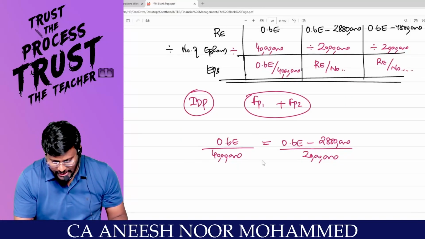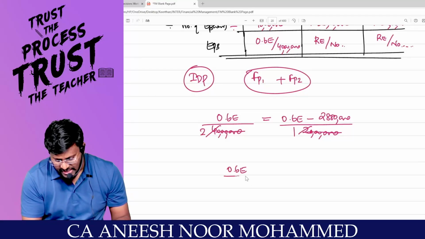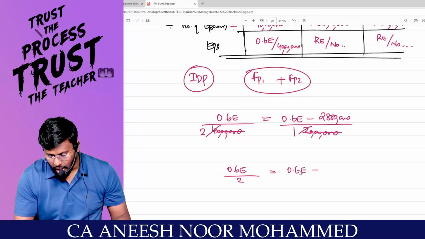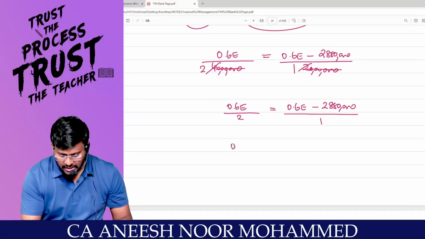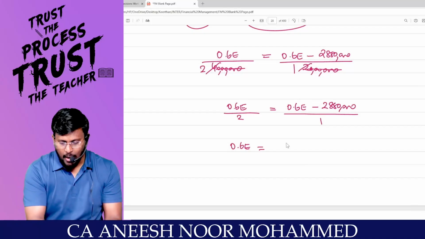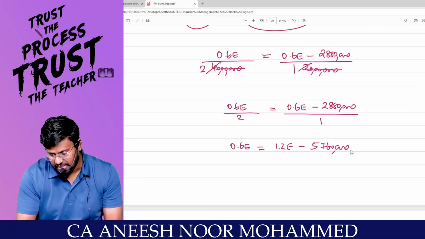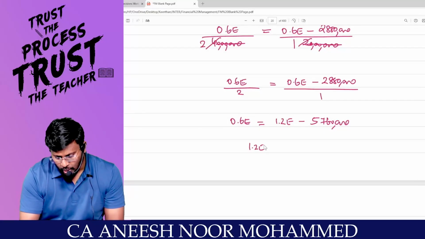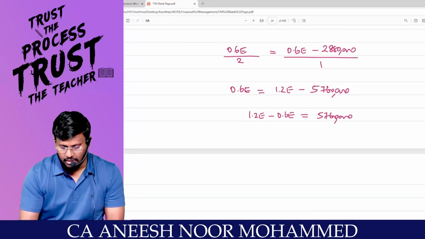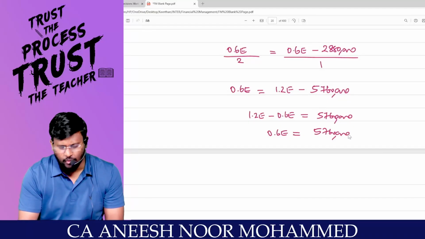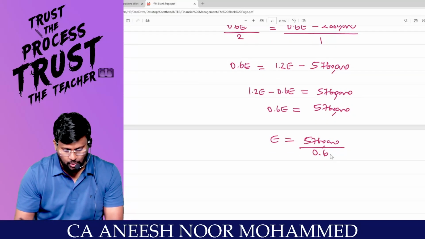Are you all really with me? Straight away cut this 40 lakhs and 20 lakhs. This is 2 and this is 1. So rewritten as 0.6 EBIT divided by 2 is equal to 0.6 EBIT minus 28 lakh 80,000 divided by 1. Comfortable? That means 0.6 EBIT is equal to 1.2 EBIT minus 28 lakh 80,000 into 2, which comes to 57 lakh 60,000. Can I proceed? That means 1.2 EBIT minus 0.6 EBIT is equal to 57 lakh 60,000. That means 0.6 EBIT is equal to 57 lakh 60,000. So EBIT is equal to 57 lakh 60,000 divided by 0.6, which comes to 96 lakh.